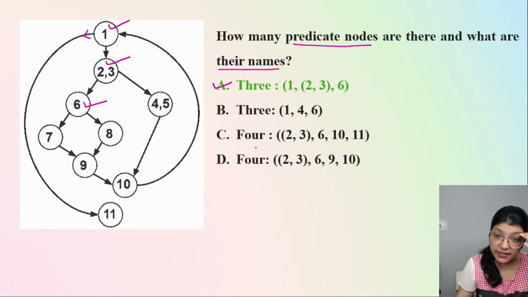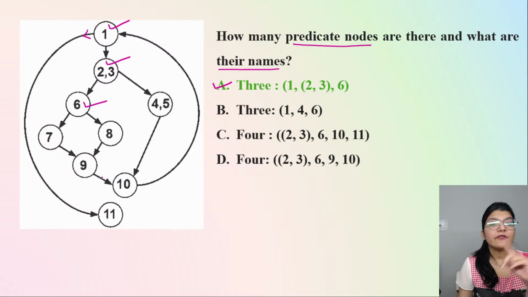So now Janki here answered 9 and 10. See, 9 is having 2 incoming edges. Outgoing, only 1.